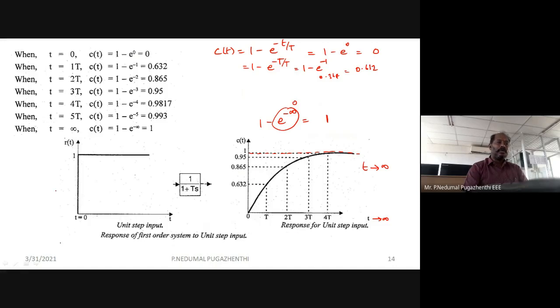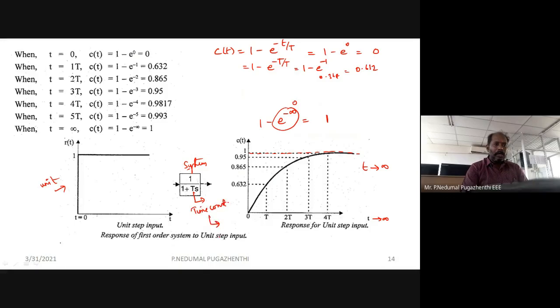So if you provide a unit step input for a system like this, you will get a response like this. And we have done it analytically. We have derived it and substituted different values of time in terms of the time constant. And this T is called the time constant.